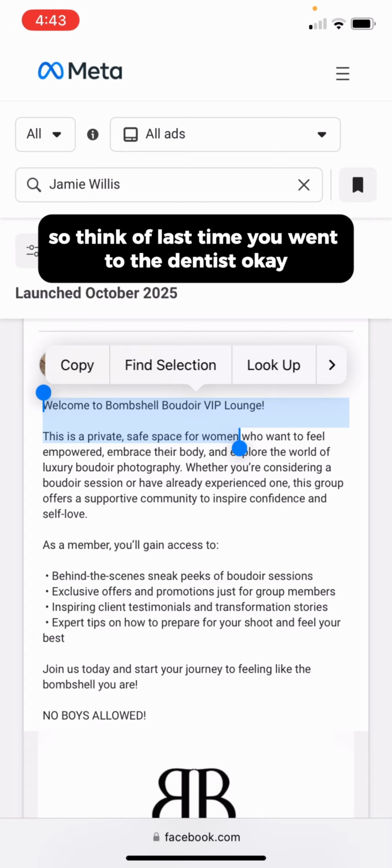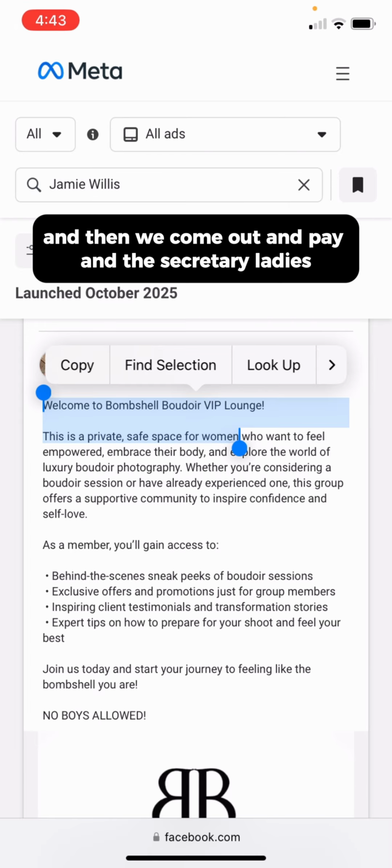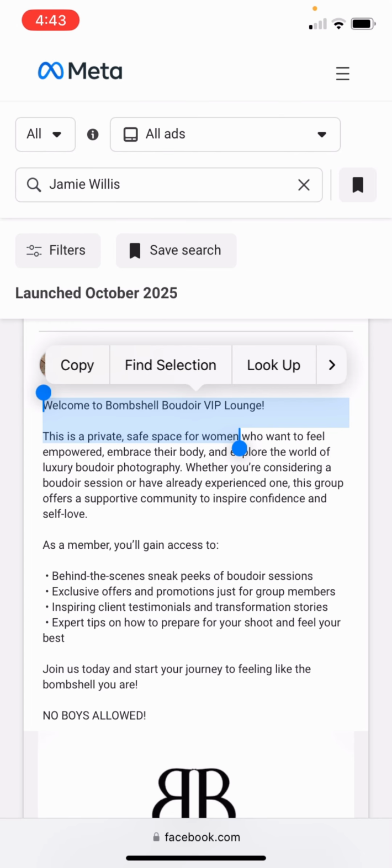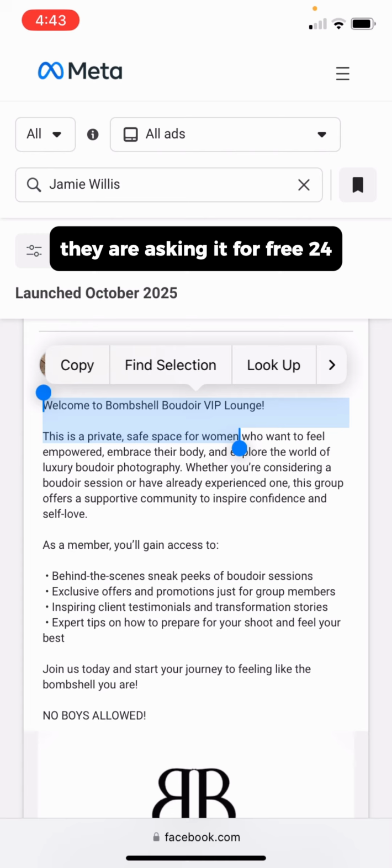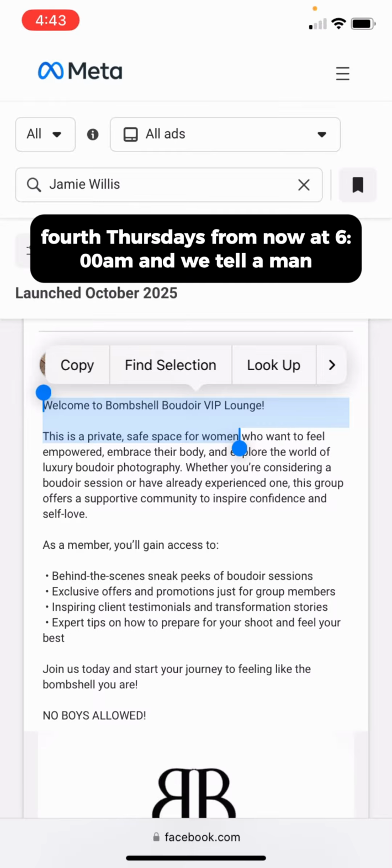And think of it like this. Think of last time we went to the dentist. We got our 6-month checkup, 6-month cleaning, and then we come out and pay. And the secretary ladies are asking it for free, 24 Thursdays from now at 6:15 a.m.